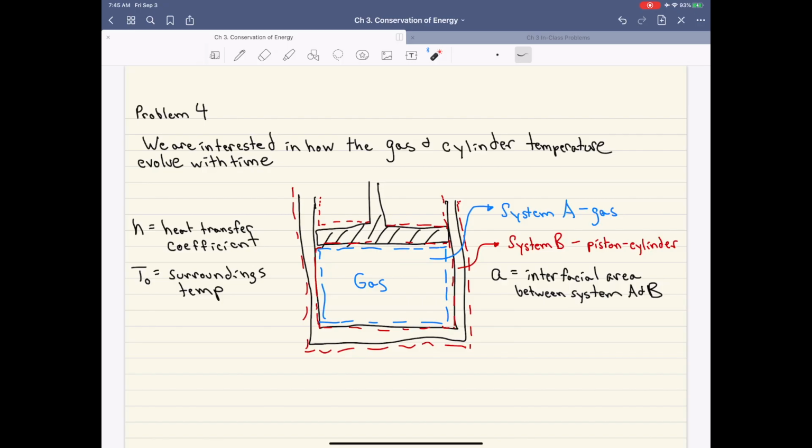The A here is going to be the interfacial area between system A and B. And then also, for simplicity, just for this specific problem, we're also going to say this is the interfacial area between system B and surroundings. Okay? And so this is just to help make the algebra easier for this example.